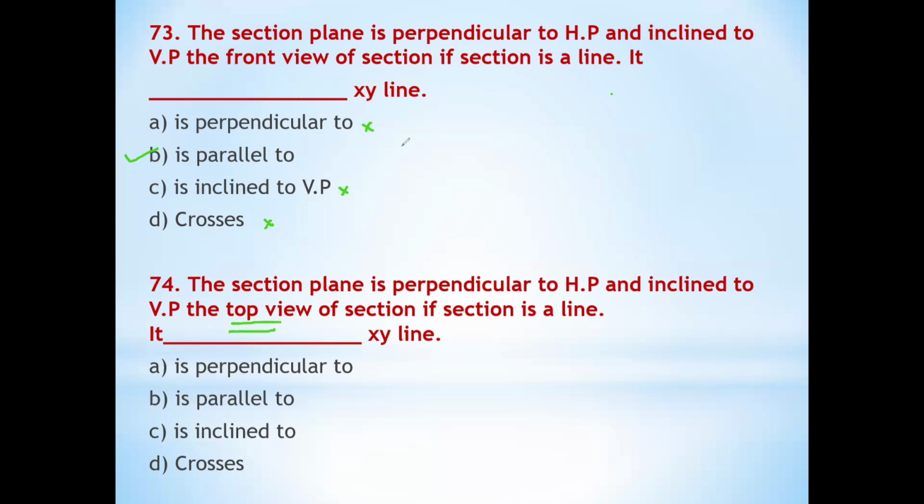Already I have mentioned in the previous one that the front view we are getting is parallel to XY, and if the section plane is inclined to the VP, that means its top view must be inclined to the XY. So here option C will be the correct one. Okay, so this is number 74. Now next we'll see.